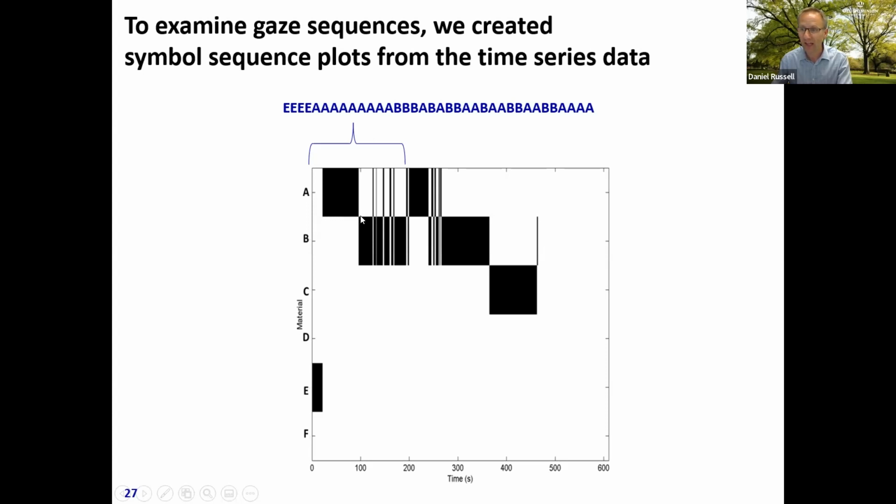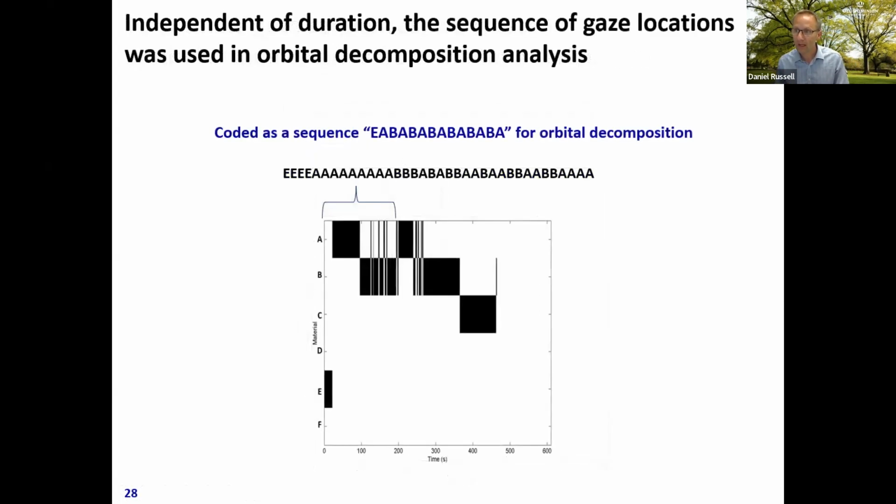They go to A, look at A for a while, switch to B, and then you start seeing some more fluctuations as they go through. So I think these simple sequence plots are a useful way of starting to see some structure that might be emerging. We ran this through what's called orbital decomposition, and there is readily available software online. Dr. Garner and I have written a chapter about how to do this analysis, so the reference will be later if you want to get into this.